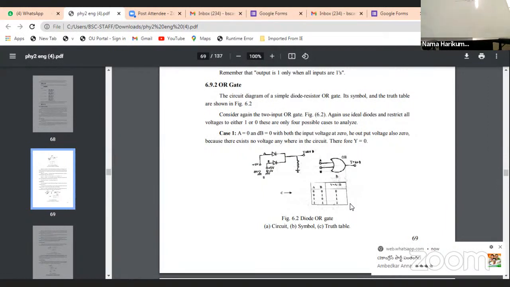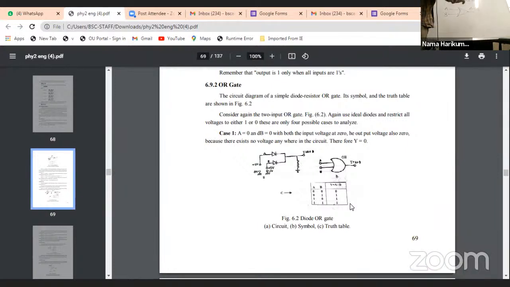First of all, the OR gate symbol. This is the OR gate symbol, with inputs A and B, and the output is A plus B. A plus B is the OR gate symbol. Then the circuit is two diodes, forward connected to the inputs. After that you get the output, A plus B. So you see the circuit.